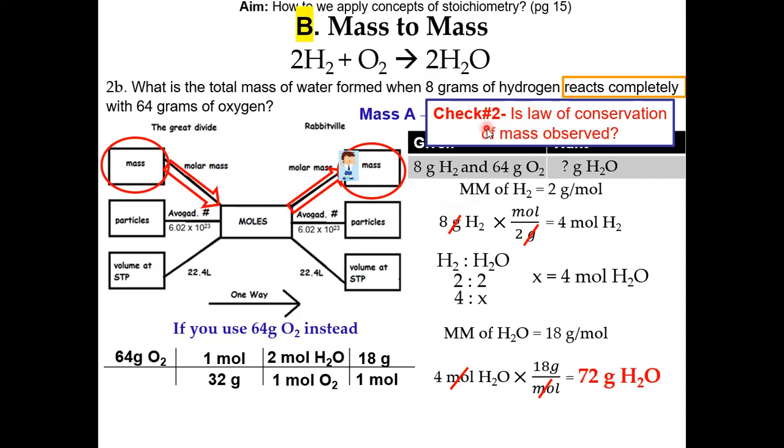Another easy way to do this is to follow the law of conservation of mass. Since we're given the mass of each reactant, 8 grams and 64 grams, if we add them up, we will get 72 grams of water, which is the answer. So sometimes on the Regents, you can use the law of conservation to answer a mass to mass scenario without actually doing the calculation. This can help you save time or check your work.